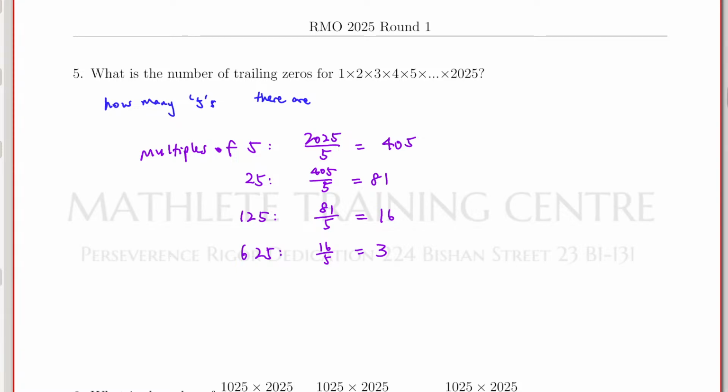So therefore, if I look at the total multiples of 5, 25, 125, and 625, there's going to be 405 plus 81 plus 16 plus 3 equals to 505. And that will be the answer for this question.